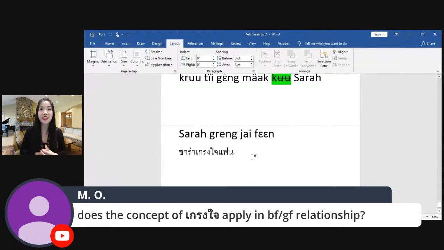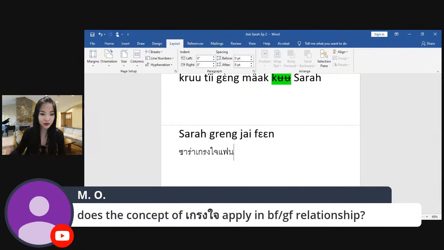Sarah greng jai fan. Okay. So let's say if I'm greng jai towards my boyfriend, it means that I respect him a lot. I wouldn't want to do anything that would make him lose face. I wouldn't do anything behind his back, even though he wouldn't know, but other people know. I would respect him so much. That's greng jai. So I would do everything that is right in our relationship and make sure that I would be respectful to him, with or without his presence.